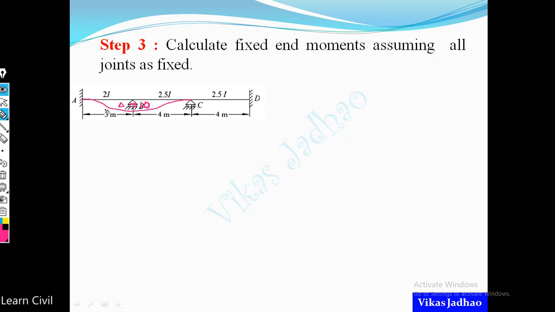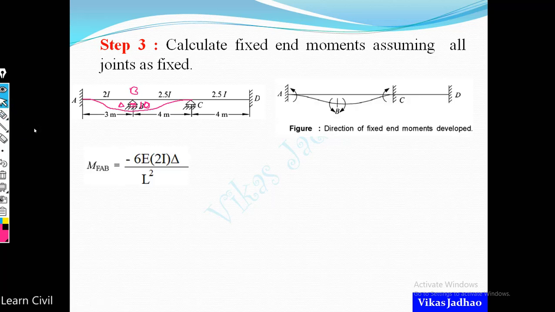Due to this sinking, some bending moments are formed, and they will be formed for spans AB and BC only. So the effect of sinking of support will be there on the AB and BC spans only. So we will calculate the bending moment. For span AB, the bending moment will be minus 6 EI delta upon L square. Here for span AB, delta will be positive because the right hand support is sinking. Therefore this value of delta will be taken as positive.